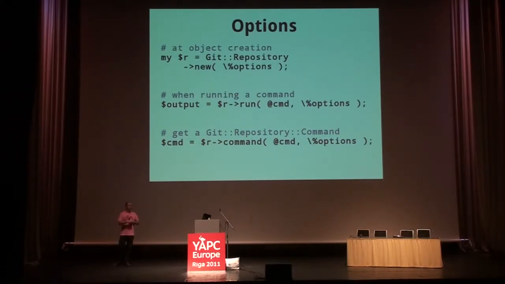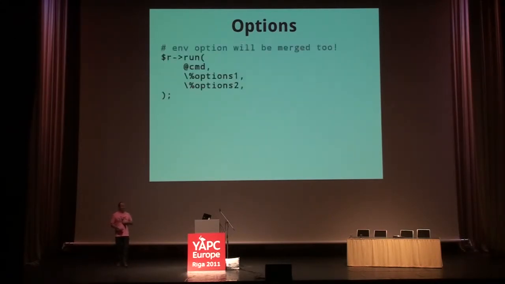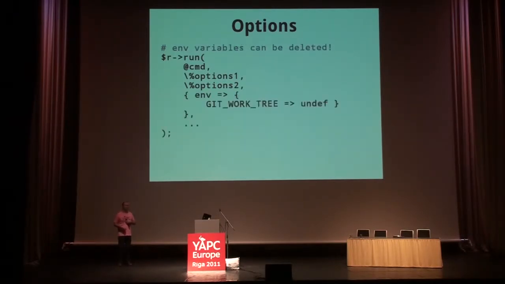And you can also give them to Git::Repository::Command itself. So when you call the command instead of run, again you can give the options. And actually you can give more than one set of options, and they are merged. There are only 4 types of options, so it's not too difficult to do a little bit of extra work so that it works correctly. That means if you had options with your new, and then you pass another set of options, the last one in the list will take precedence. You can delete environment variables by just setting them to undef. If you set them to the empty string, the environment variable will exist, but it will be empty.